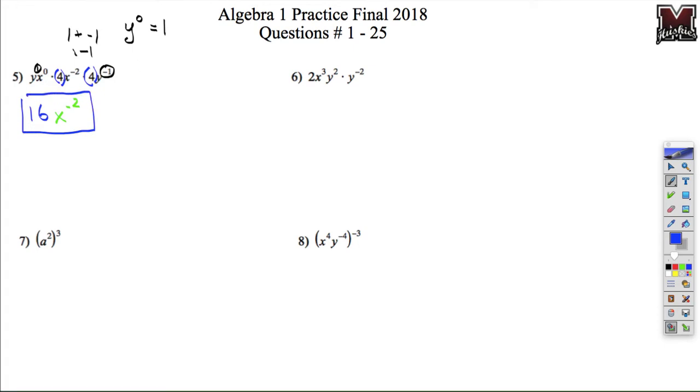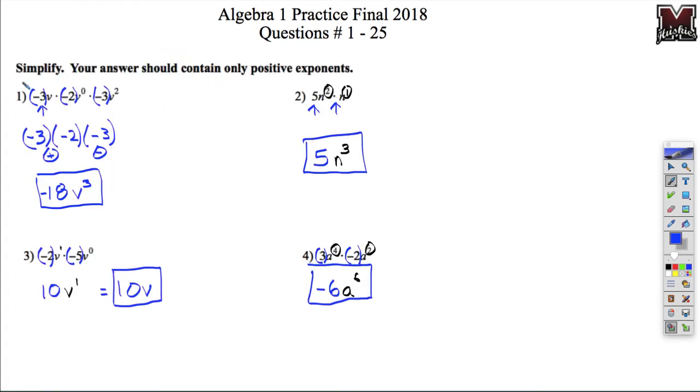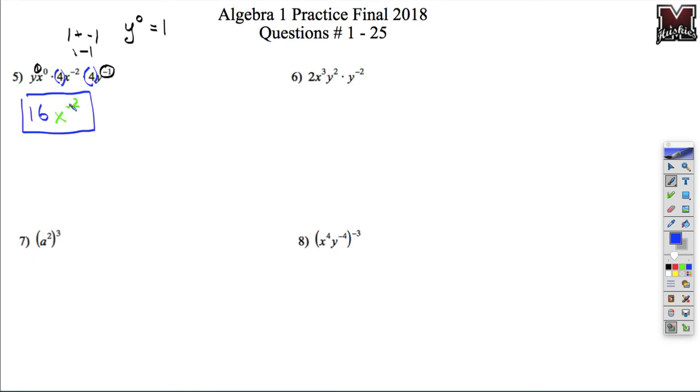And I just want to reread the instructions back here. I need to simplify. Oh, okay, read here. The answer should only contain positive exponents. But look at our answer here. Our answer has negative exponents. Uh-oh, that's a problem. So let's undo this. That's not boxed. We need to get rid of this negative exponent.